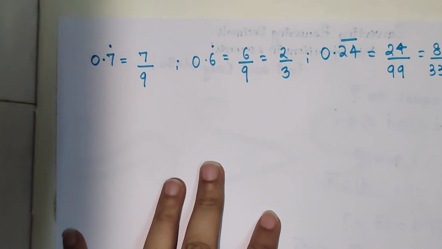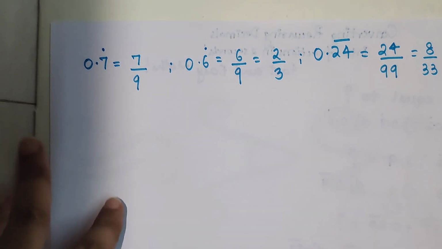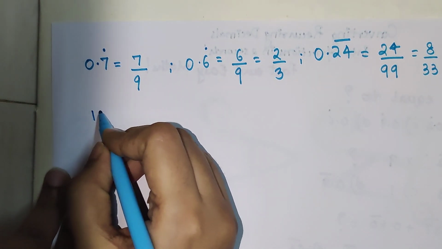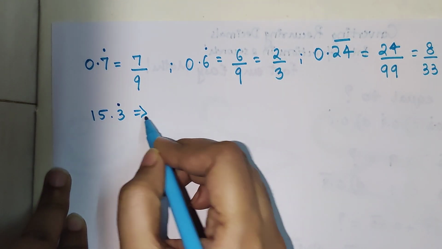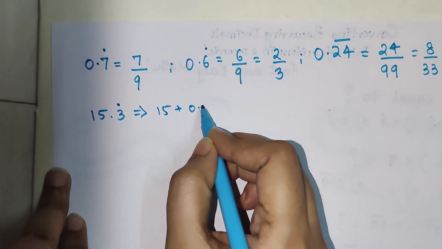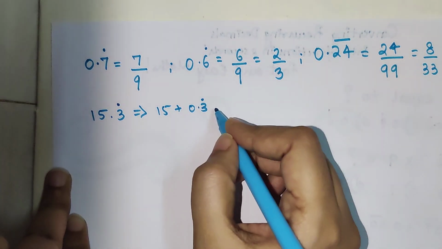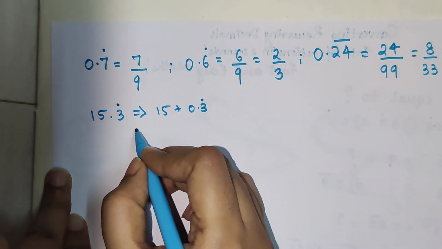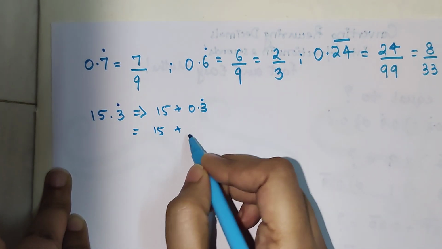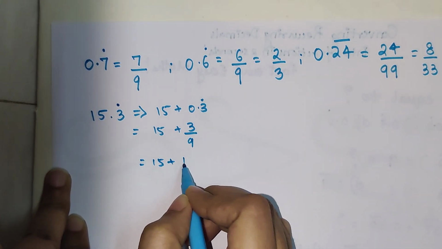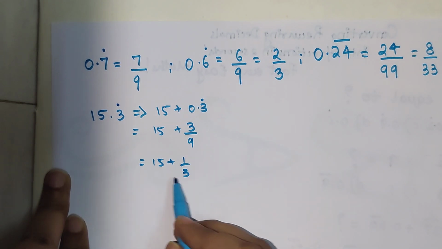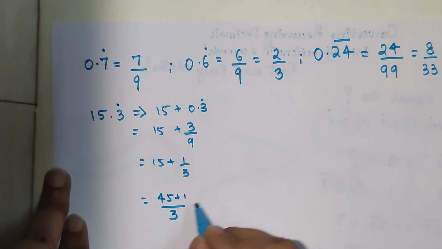Now let's understand what will happen when there is a whole number. Let's say if I give you 15.3 which is recurring. Now please understand, here can I write this as nothing but 15 plus 0.3 recurring, correct? So here you just have to write 15 and convert this into fraction, which will be what? 3 upon 9, which is nothing but 15 plus 1 by 3. Now taking LCM, you get 45 plus 1 upon 3, which is coming out to be 46 upon 3.